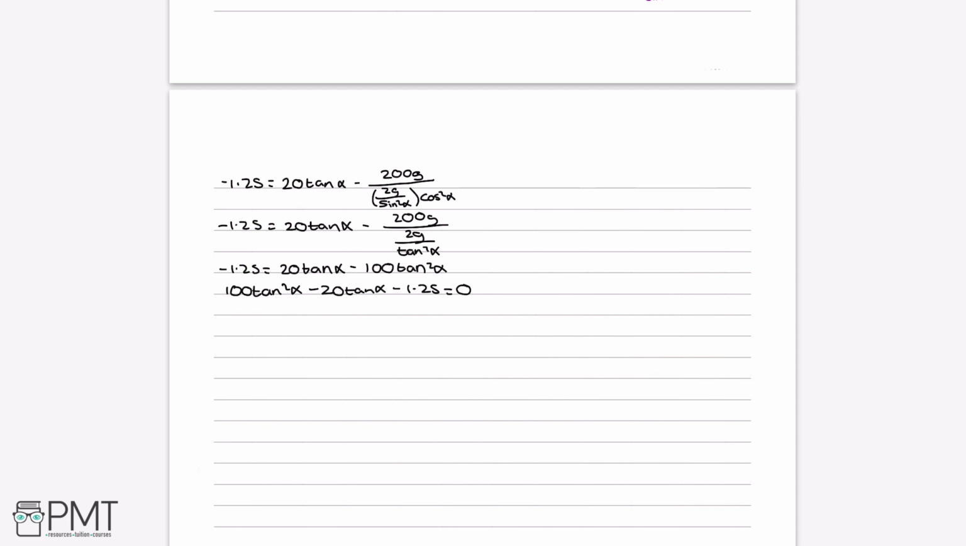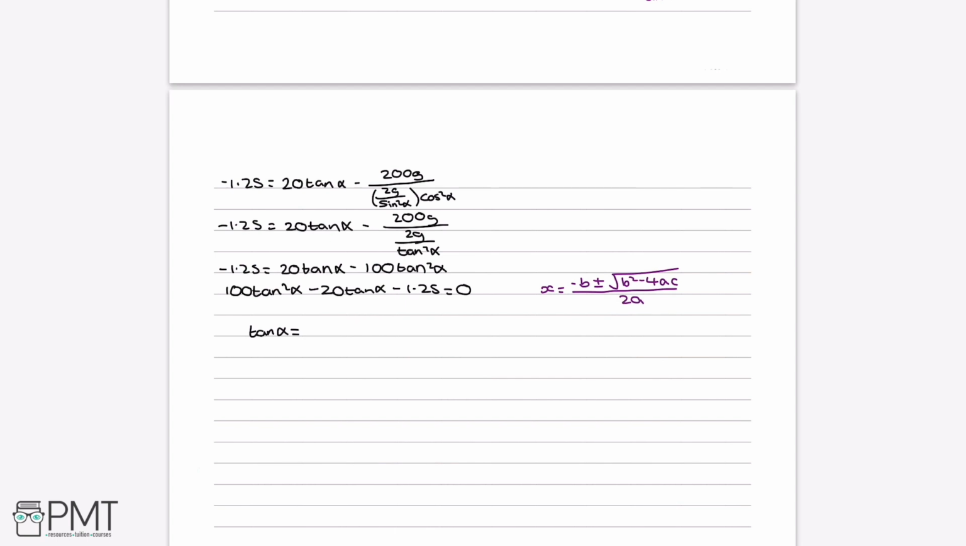So to solve this quadratic equation, we can go about it one of two ways. We can factorise this, as we would any quadratic equation, or we can use the quadratic formula. So if we were to go down the second route and use the quadratic formula, generally the quadratic formula is that x is equal to minus b plus or minus the square root of b squared minus 4ac, all divided by 2a. So in our context, instead of x, we have tan of alpha, and then our a is 100, our b is minus 20, and our c is minus 1.25.